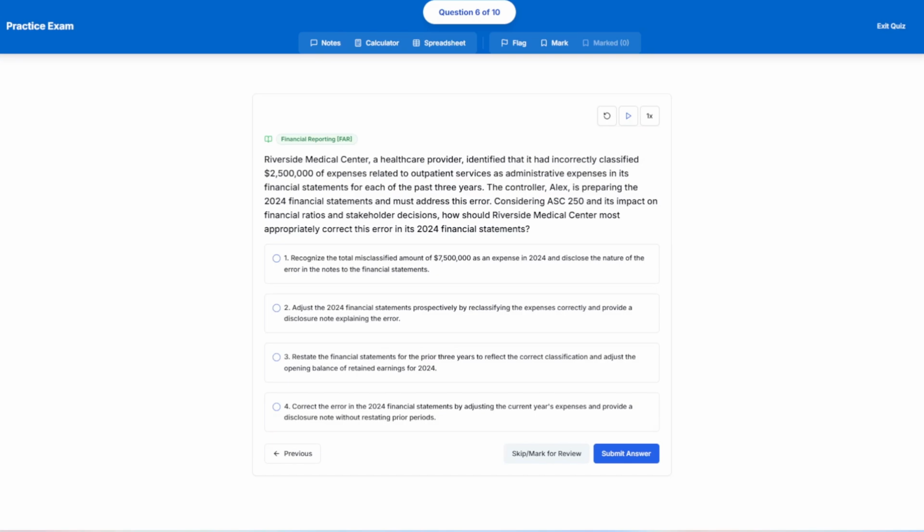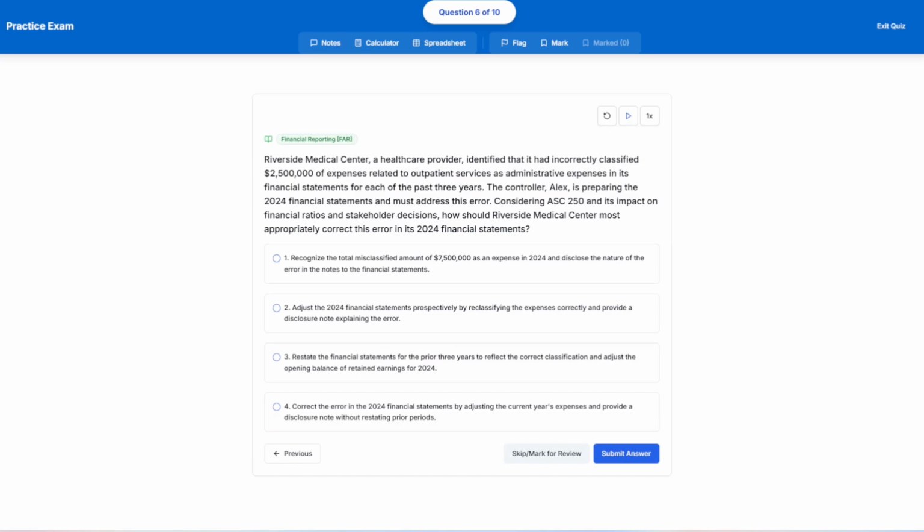Option 1 suggests recognizing the total misclassified amount as an expense in 2024 and disclosing the error. This can't be correct because it doesn't restate prior periods. Simply lumping the error into 1 year would distort the financials of 2024 and mislead stakeholders about past performance. Option 2 talks about adjusting the 2024 financial statements prospectively. This might seem like a quick fix, but it can't be correct because ASC 250 requires retrospective correction, not prospective. Prospective adjustments are more for changes in accounting estimates, not errors.